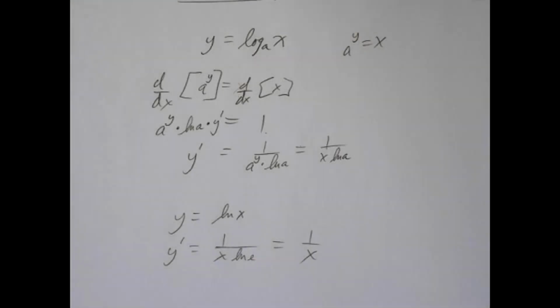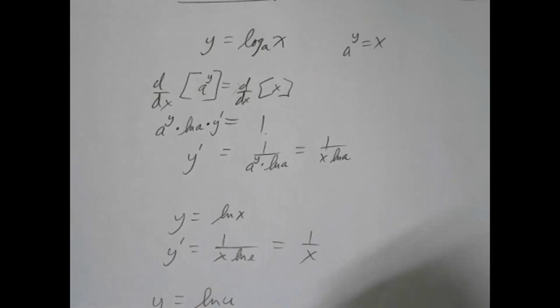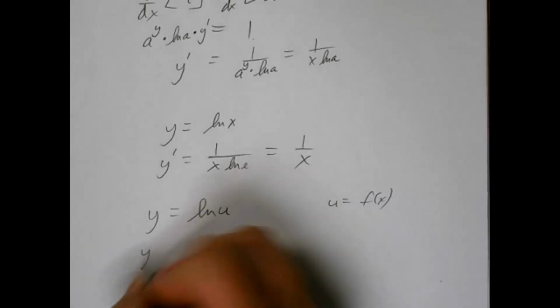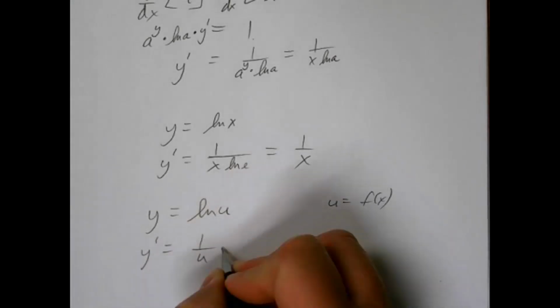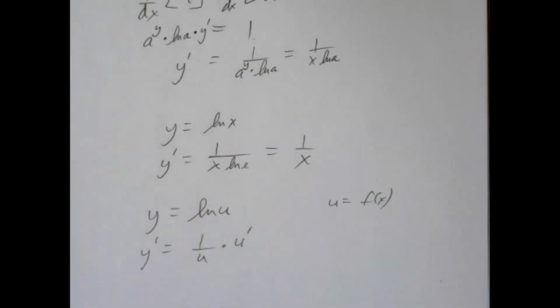With this same procedure, we could generally say that if y equals natural log of u, with the understanding that u is a function of x, then y prime is going to be 1 over u times u prime. And again, that's just going to be the chain rule.